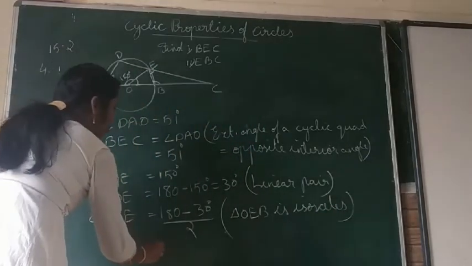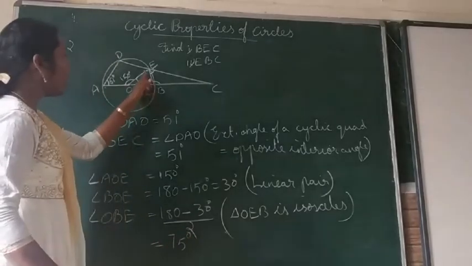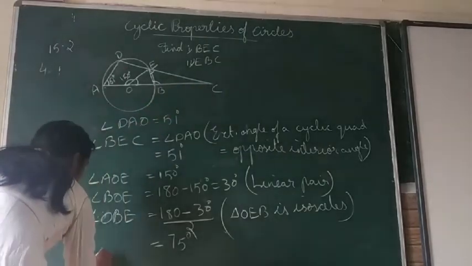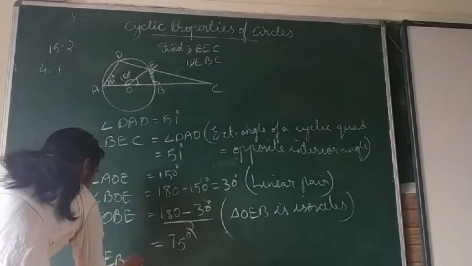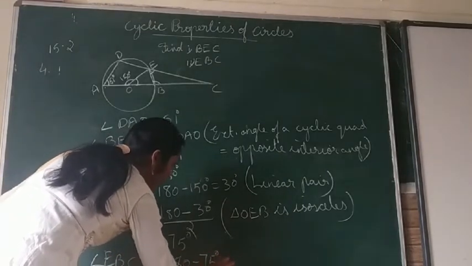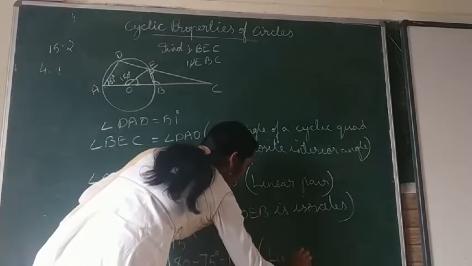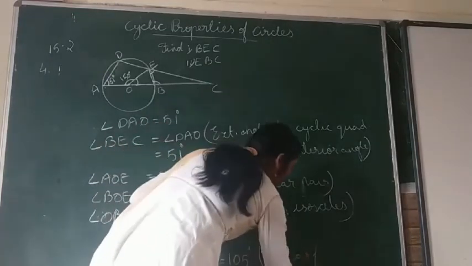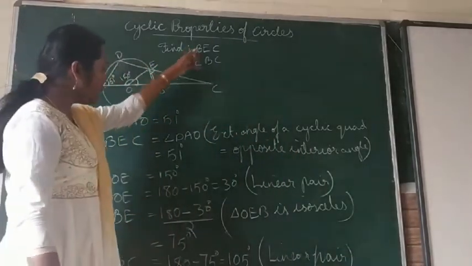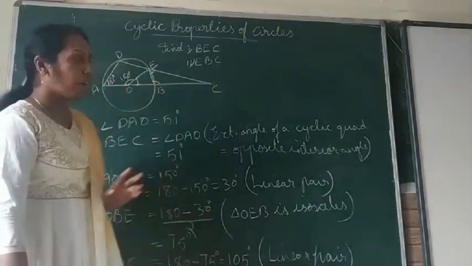This is equal to 150 by 2, that is 75 degree. So, angle OBE is 75 degree. Therefore, angle EBC is equal to 180 minus 75, that is equal to 105 degree. Reason? They are also linear pair. So angle PEC is 51 degree and angle EBC is 105 degree.